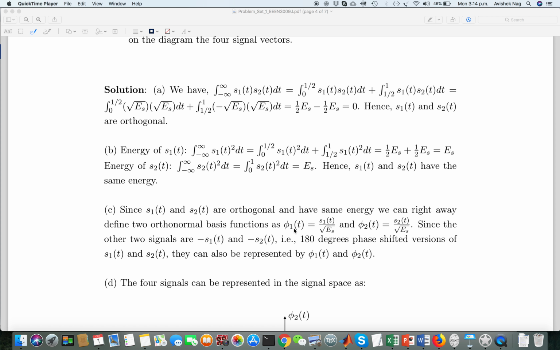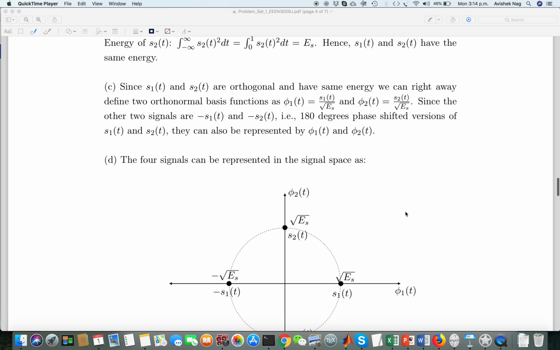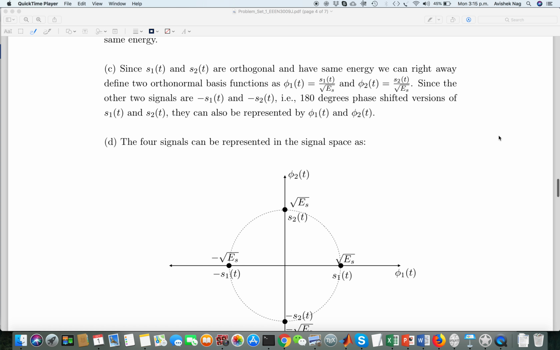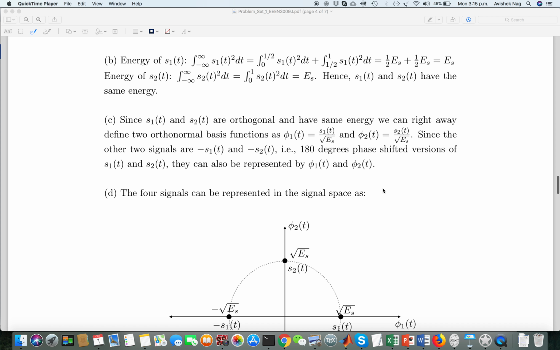You can straight away write phi 1t and phi 2t, and since the other signals are minus of S1t and minus of S2t, they are basically 180 degrees phase shifted versions of S1t and S2t. Therefore they can also be represented by the same set of basis functions. So the four signals will look like this, more or less similar to the QPSK constellation. So you have S1 here and S2 here, and then you have minus of S1 here and minus of S2 here, and that's it.